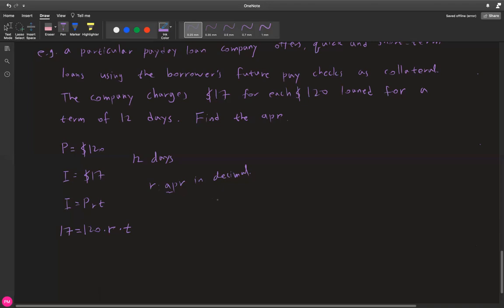So you have to convert days to a unit of years. So I know this may not sound too intuitive because 12 days is smaller than a year. How do you change it to a year? So all you have to do is take the number of days, and since we know there are 365 days in a year, you're simply doing 12 divided by 365.